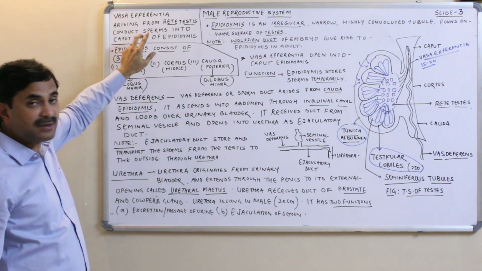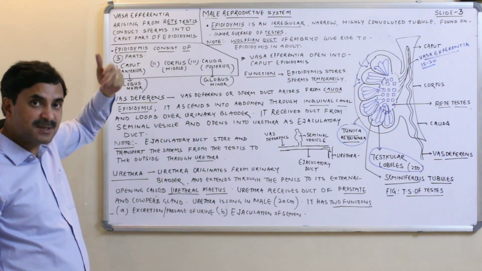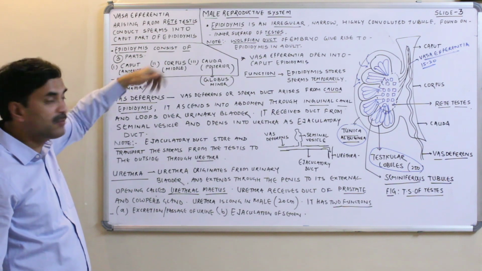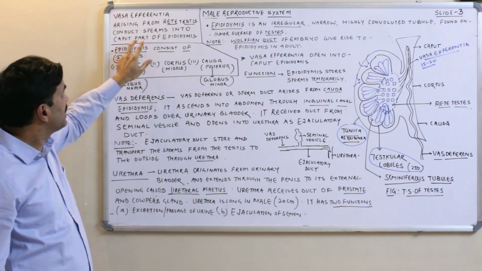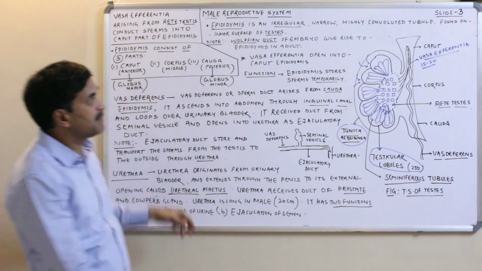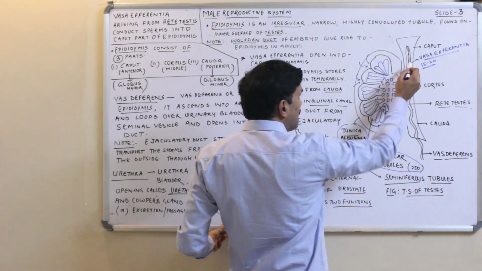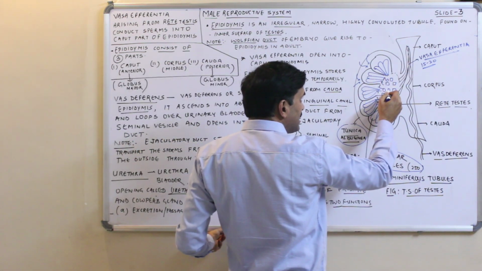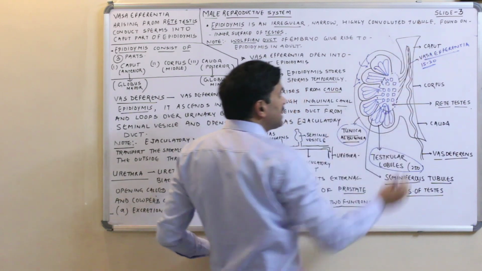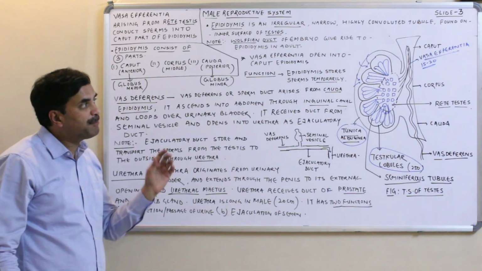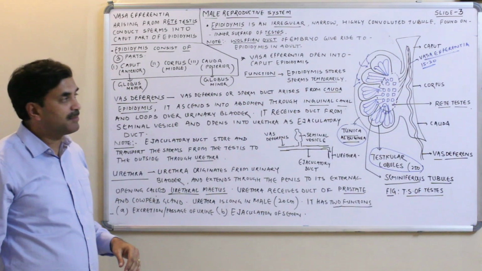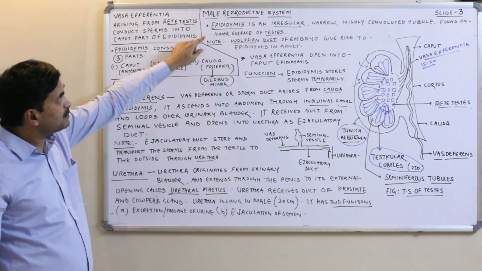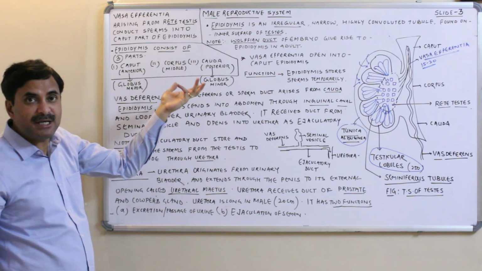They are actually carrying the sperm. Vas deferens carry the sperm which were synthesized in the testes into the caput part of the epididymis. Means these vas deferens arise from the rete testes and open into the caput part of the epididymis. Okay. Now, the question arises, what is epididymis?